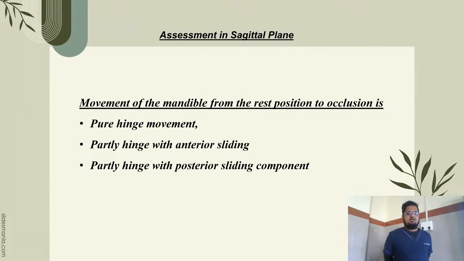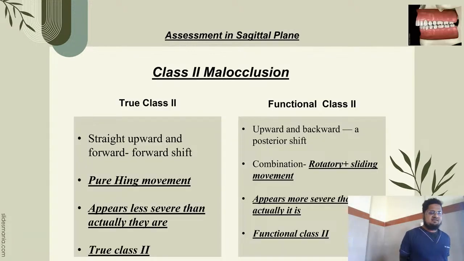The movement of the mandible from rest to occlusion can be a pure hinge movement, it can be partly hinge with an anterior sliding component, or partly hinge movement with a posterior sliding component. Let's see one by one. Assessment in the sagittal plane for class 2 malocclusion. In skeletal true class 2 cases, a straight upward and forward path of closure will be seen.